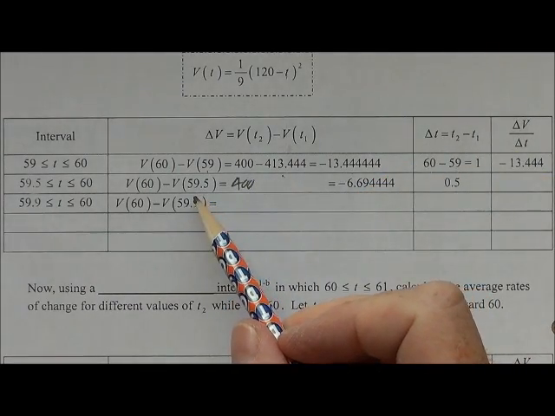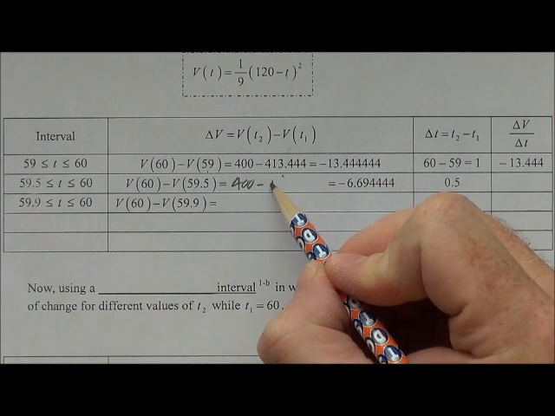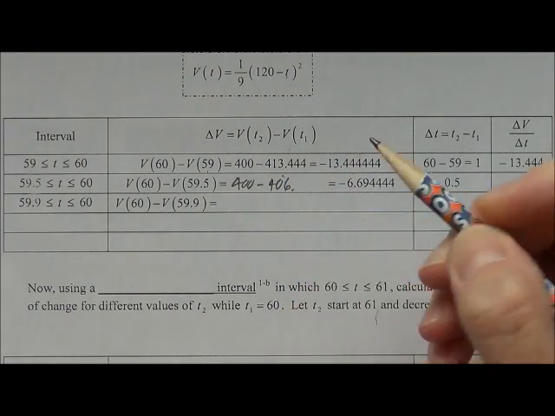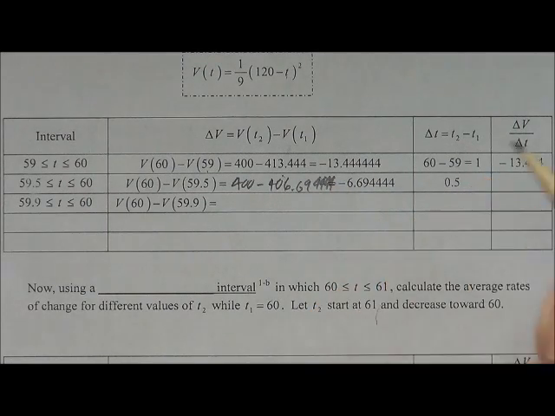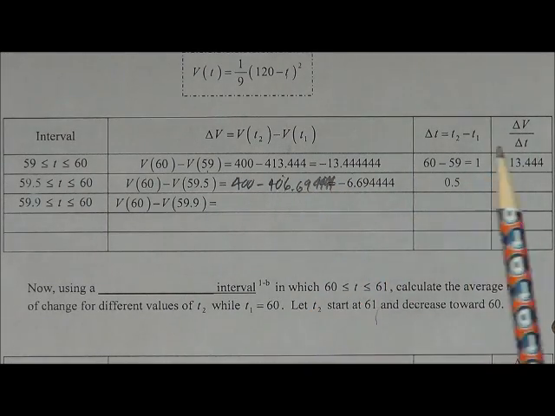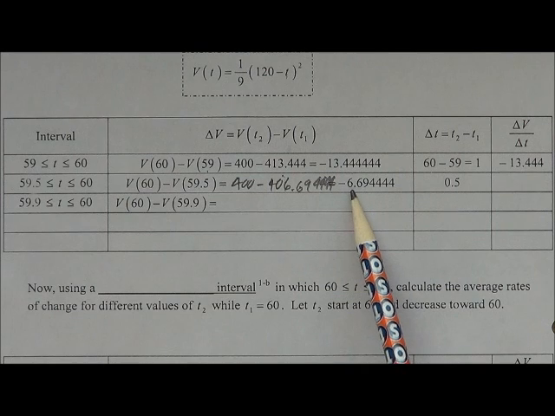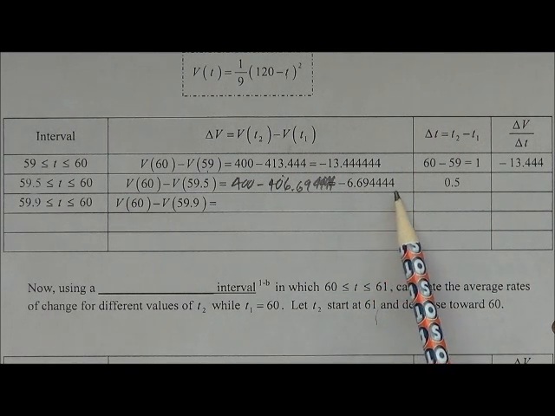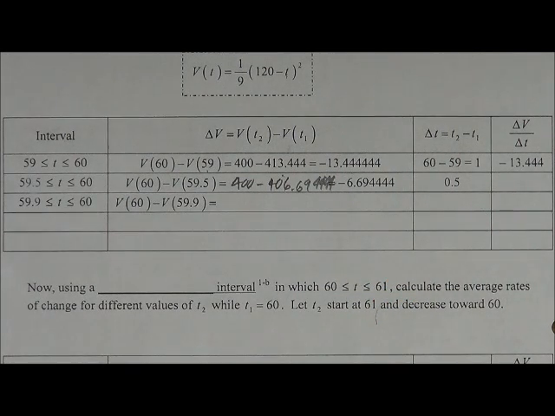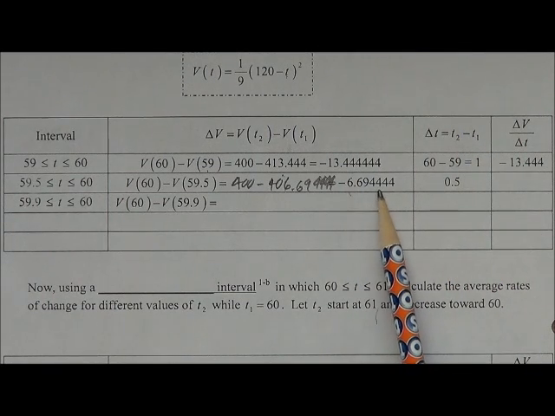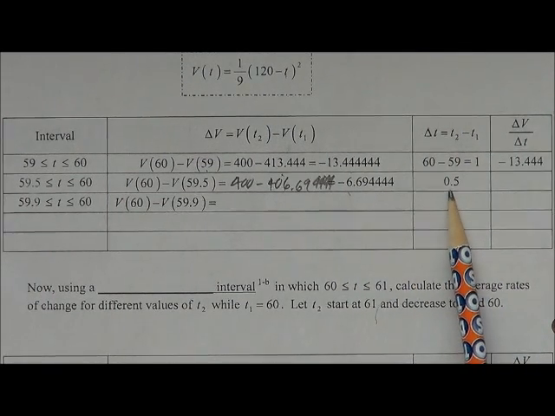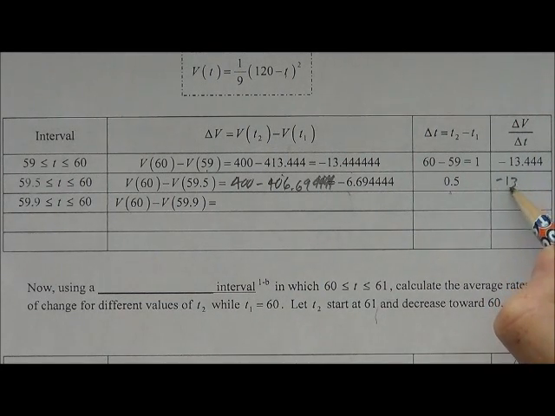And V of 59.5 is 406.6944, with the fours repeating. Can't squeeze it really in there very well. Which gives us negative 6.694444. So when we divide negative 6.69444 by 0.5, we end up getting negative 13.388.